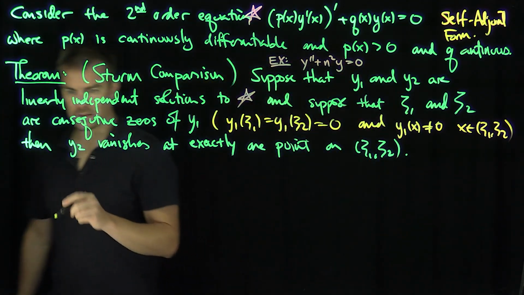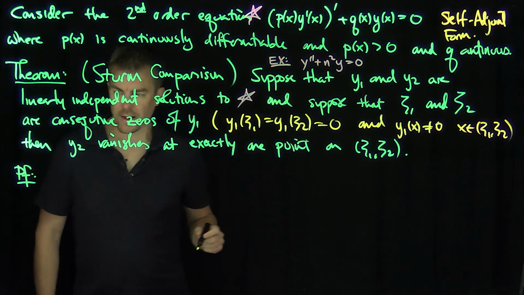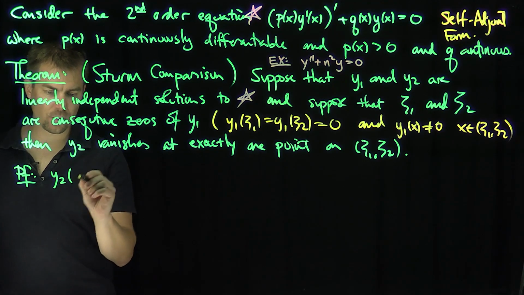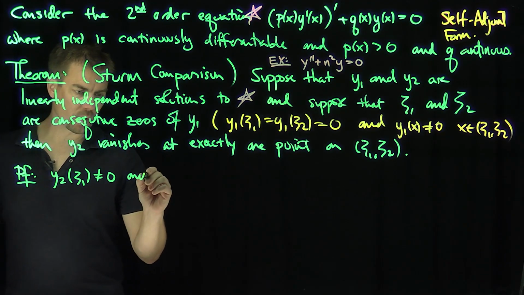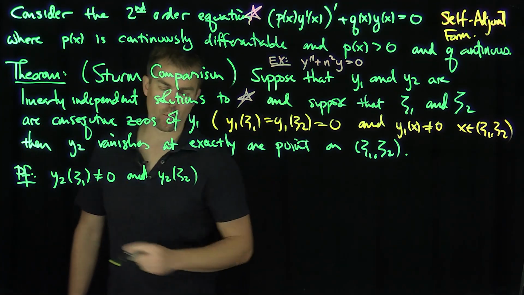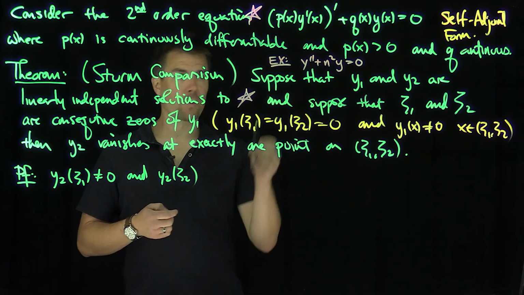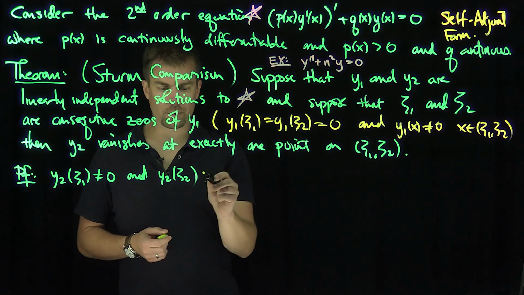And so the proof relies on some very important properties of second order differential equations. Here's the proof. We first note that y2(zeta 1) cannot be equal to 0, and y2(zeta 2) cannot be equal to 0. In other words, y2 cannot vanish at the roots of y1. Now, why is that? Well, remember that we have two independent solutions of a second order differential equation, right?